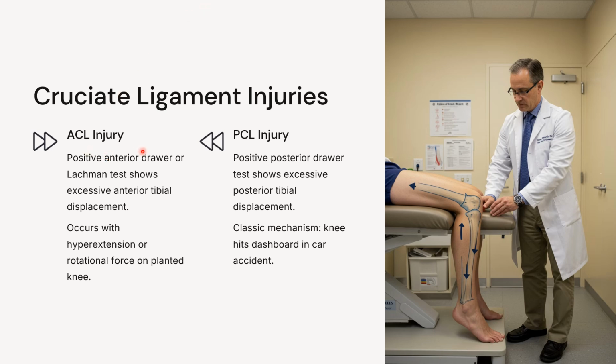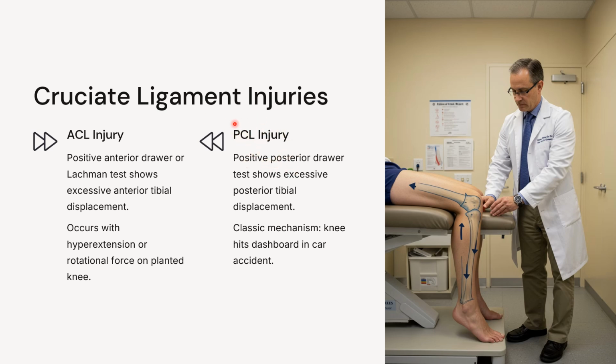When do anterior cruciate ligament injuries happen? The injury happens when there is excessive anterior tibial displacement. Why? The anterior cruciate ligament attaches to the anterior tibia, isn't it? So when there is excessive anterior tibial displacement, the anterior cruciate ligament has to give way and get injured. So how will one test this? That is known as positive anterior drawer or Lachman test, where one can find that the anterior cruciate ligament is injured.